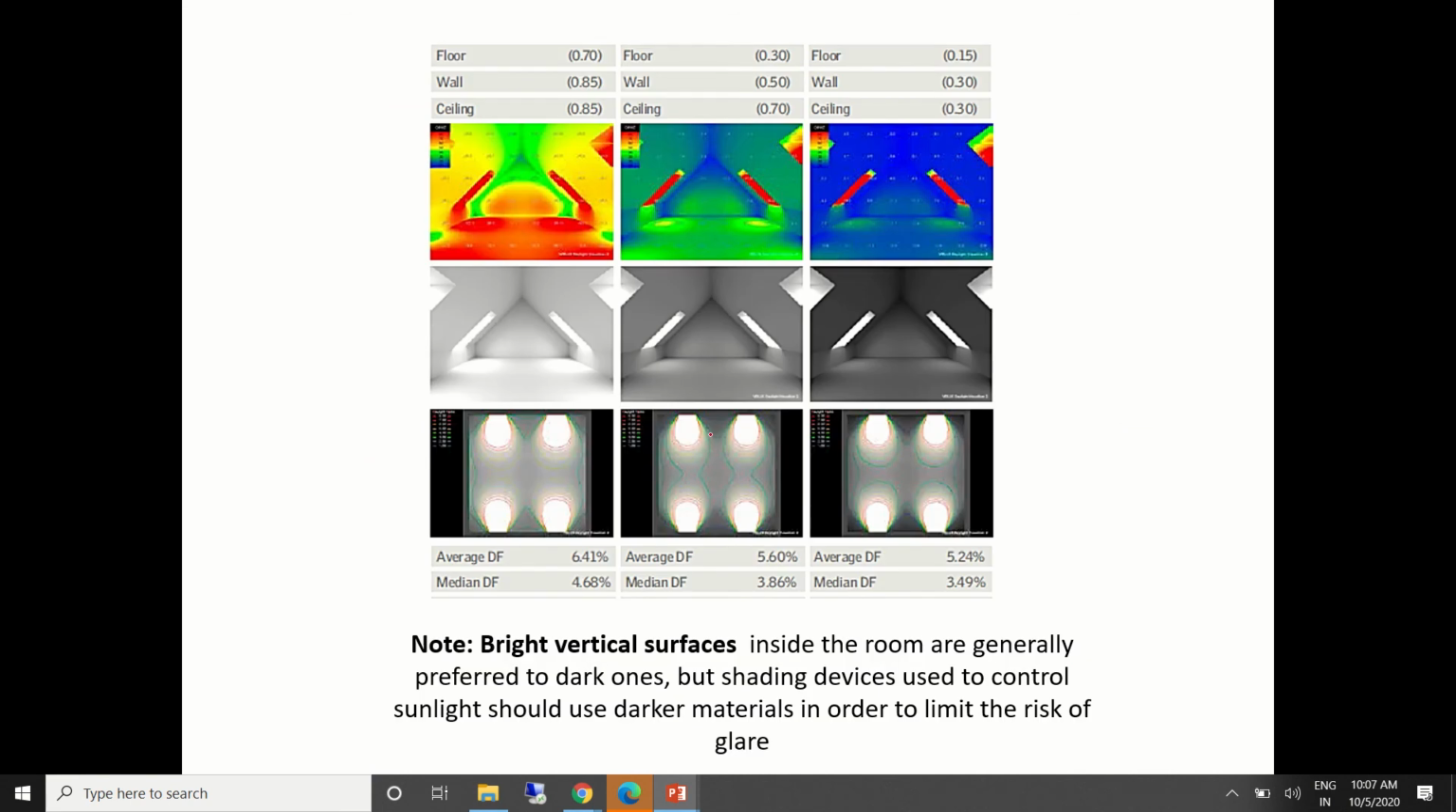Okay, so these are some examples where, for different positions and different opening sizes, daylight will vary, and also how it varies if we change the reflective properties of the materials. For example, let us say floor, wall and ceiling. These are reflectance, the reflective value of a particular material.